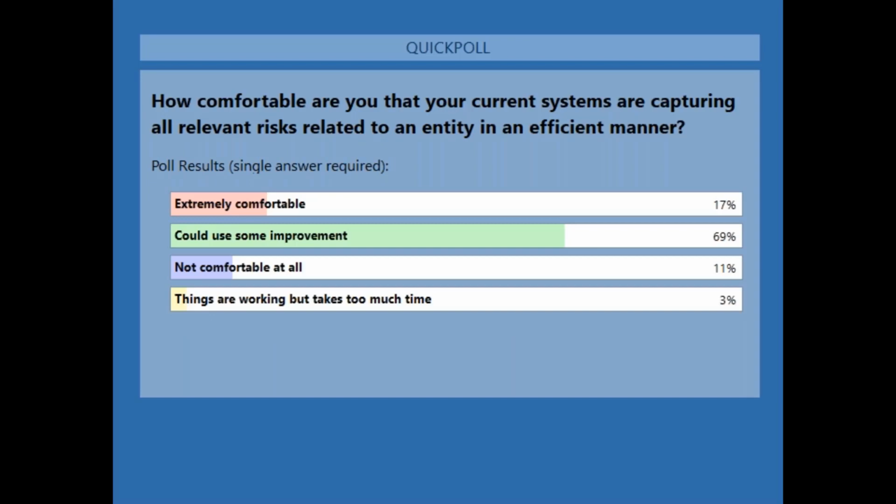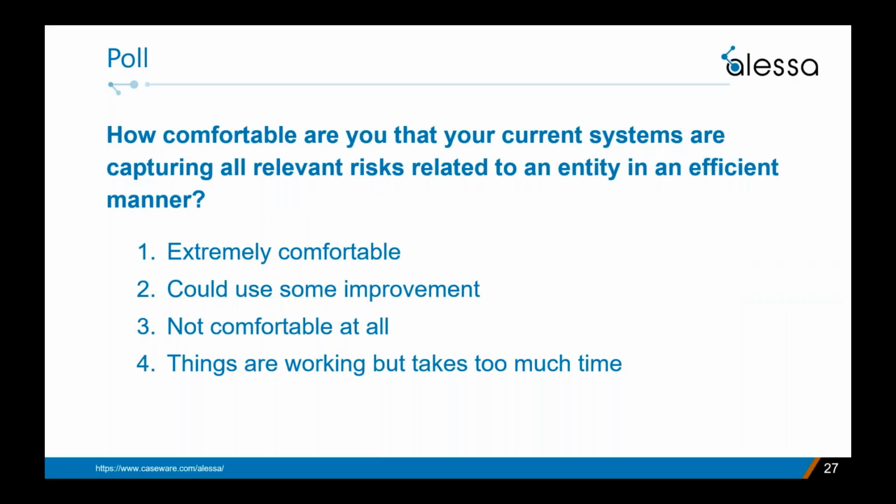So poll results have come in, and 17% say they're extremely comfortable that they're capturing the relevant risks. 69% say they could use some improvement. 11% are not comfortable at all. And 3% did say things are working but it takes too much time. So I think the bulk of the respondents said they're either extremely comfortable or could use some improvement. I think you would normally expect something like that from a poll question like this.